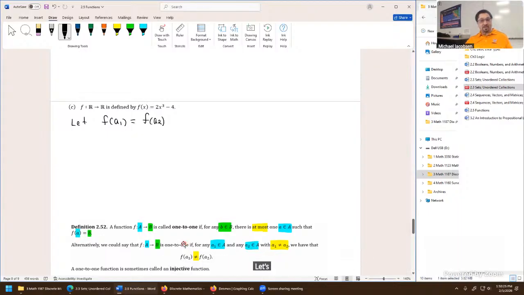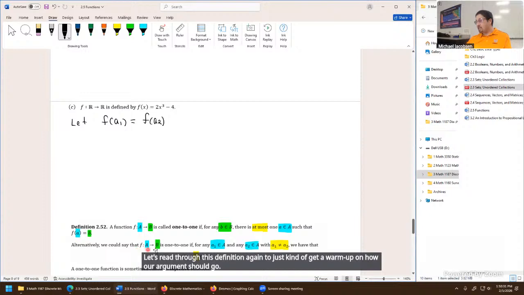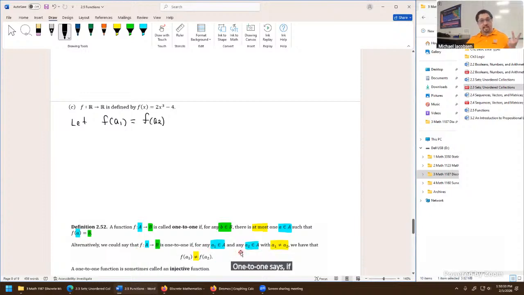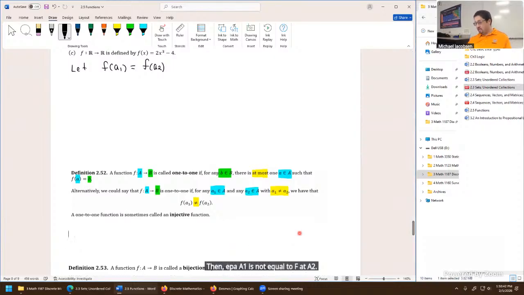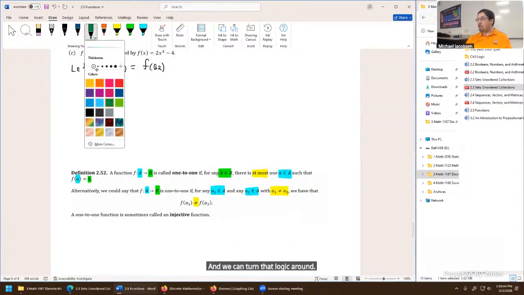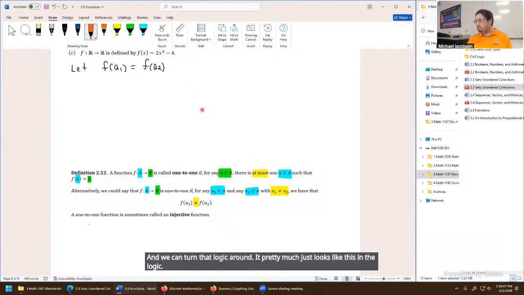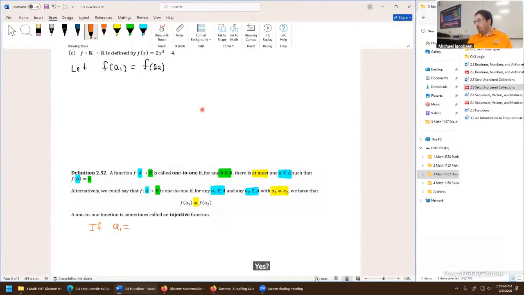Let's read through this definition again to get a warm-up on how our argument should go. One-to-one says, if we have two elements, A1, A2, that are distinct, then f at A1 is not equal to f at A2. You can turn that logic around. It pretty much just looks like this in the logic. If A1 is not equal to A2, then f at A1 is not equal to f at A2. So that's the essence of the alternative definition. It's a little bit more terse.